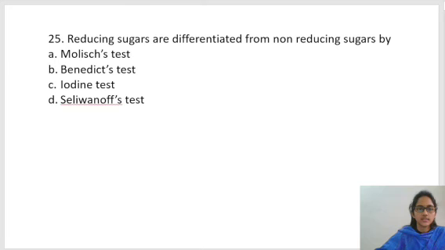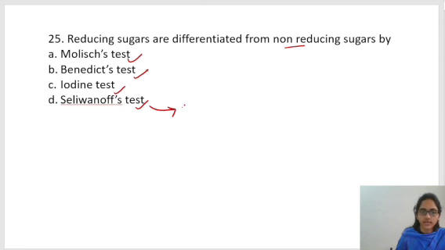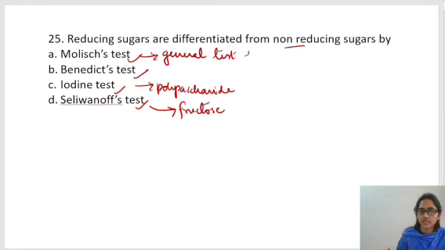The final question is, reducing sugars are differentiated from non-reducing sugars by which test? You've got four choices: Molisch test, Benedict's test, iodine test and Seliwanoff's test. Seliwanoff's test is for finding out keto group, so it will be positive in the presence of fructose. Iodine is a test for polysaccharides. Molisch test is a general test for carbohydrates, so whether carbohydrate is present or not is detected only by Molisch test.